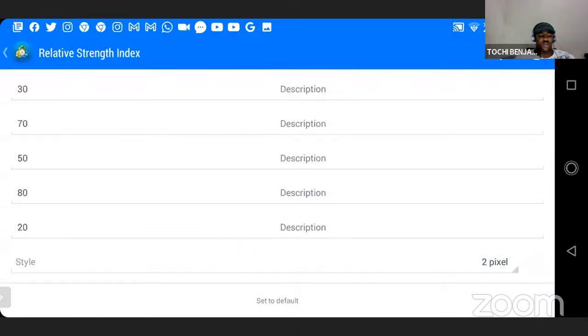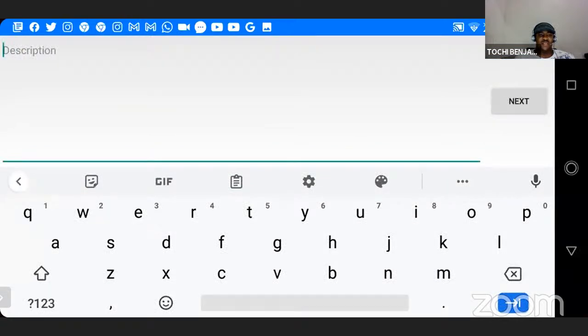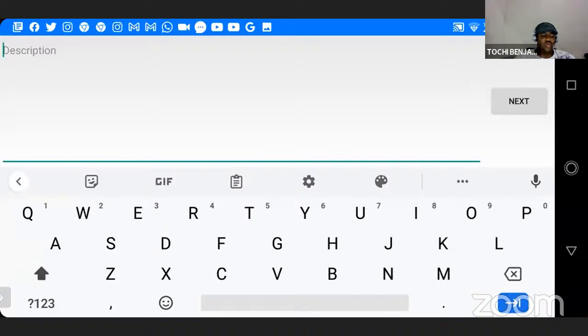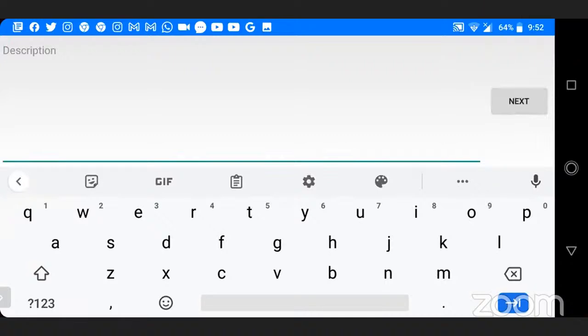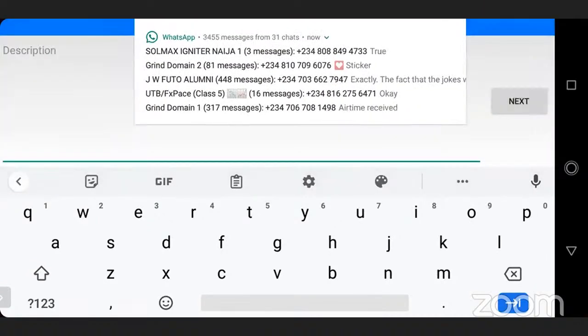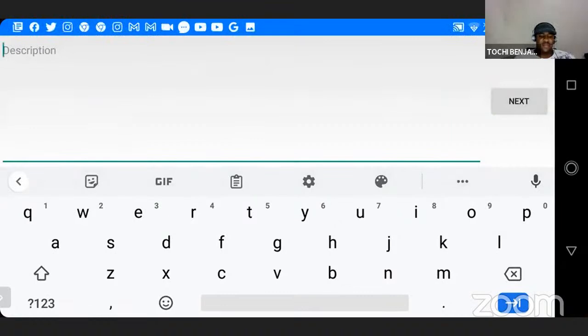Then I'll go to description. On description, what am I writing? This is 20, right? 20 is buy. No, 20 is strong buy. Next. How do I know which one is which now? Let me see. Okay, let me go back.